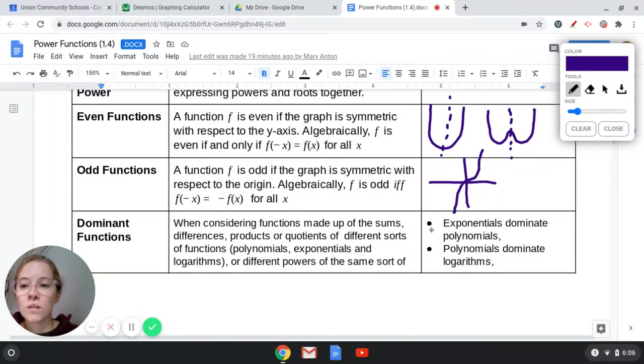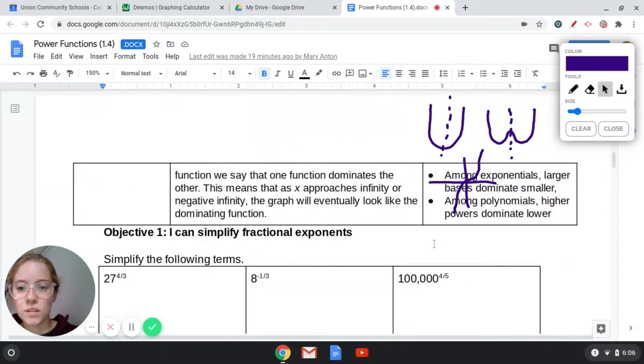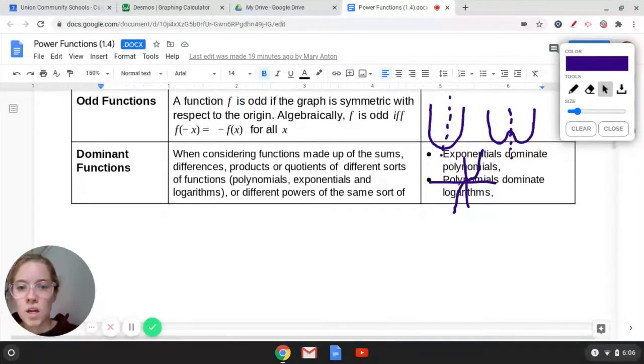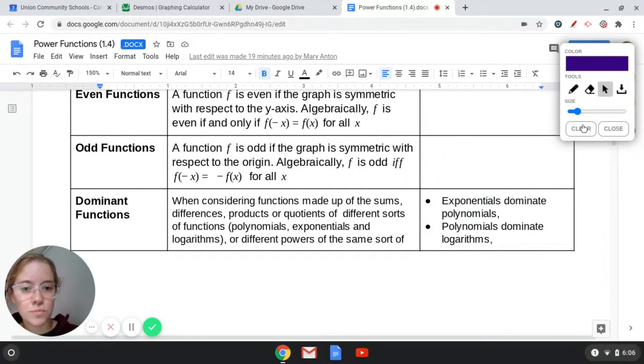Okay, dominant functions. This went on to the second page. Okay, I'll fix that so yours doesn't go onto the second page.